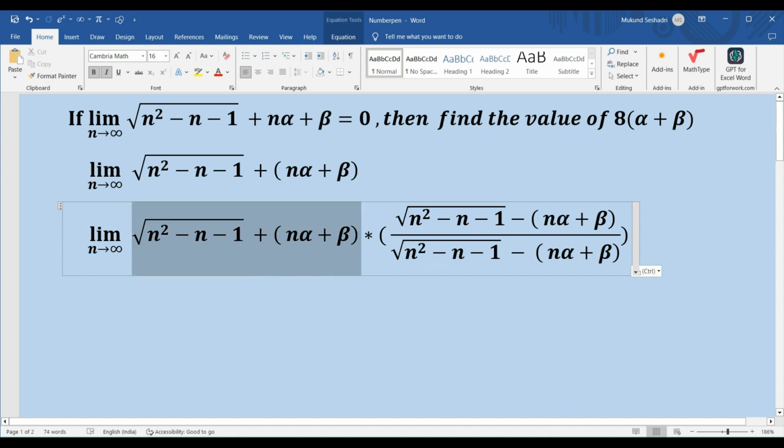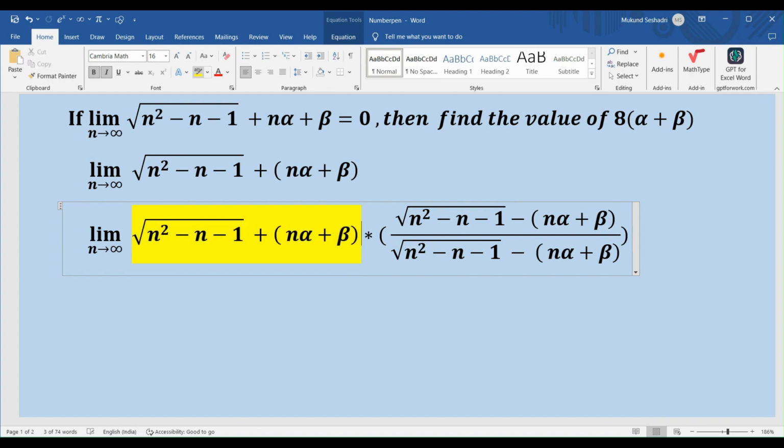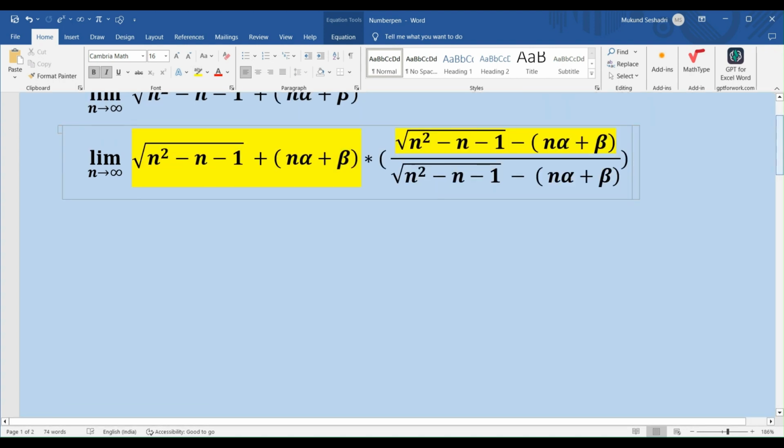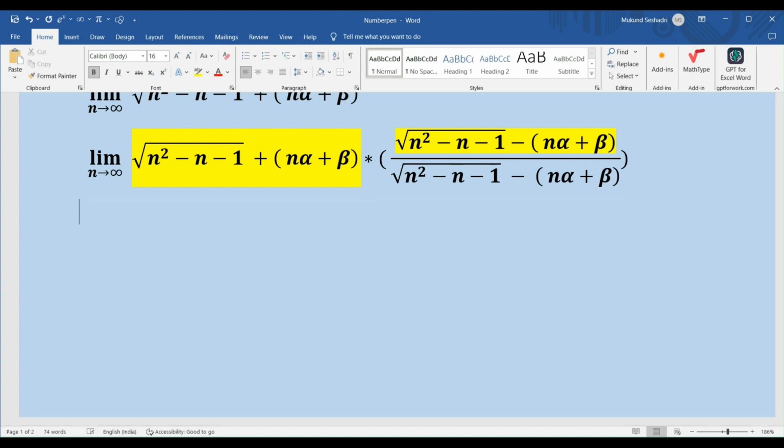Because the first part of the expression, let me highlight it in yellow, is of the format, let's say, a plus b. Then the second part of the numerator, again highlighting that in yellow, is of the format a minus b. So what's a plus b into a minus b? It's nothing but a square minus b square, right? So in the subsequent step, I don't disturb the denominator, but I apply the formula a plus b into a minus b equals a square minus b square to rewrite the numerator as follows.